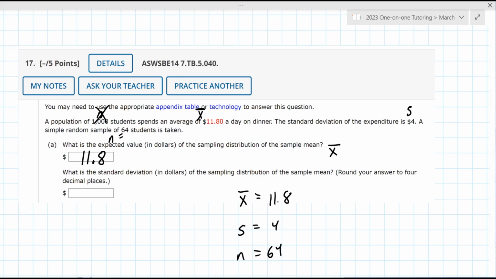Okay, now the standard deviation of the sample mean is 4, but I believe they want you to, it's really asking for the standard error. And the standard error is S divided by the square root of N. Okay, so your S here is 4. Square root of 64 is 16. I'm sorry, is 8. Sorry. Yeah, it looks like 0.5.